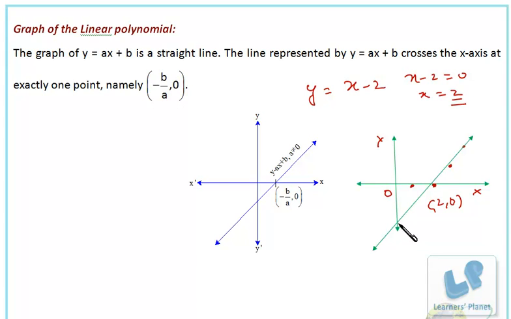Similarly, we can find out the coordinates of this point as well. At this point, x is equal to 0 because this line is intersecting the y-axis. So when x is equal to 0, y will be equal to minus 2, right? So this point is (0, minus 2). So this is how we can make a line.